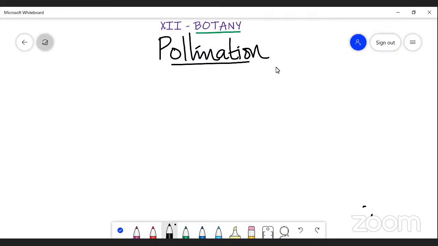Today we are going to discuss pollination and the types of pollination, right? Pollination is a process of transfer of pollen grain from anther to stigma. That is called pollination, right?